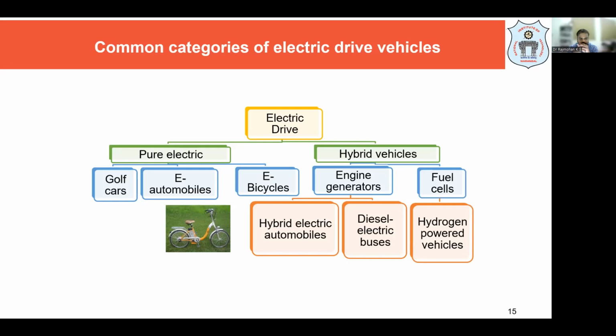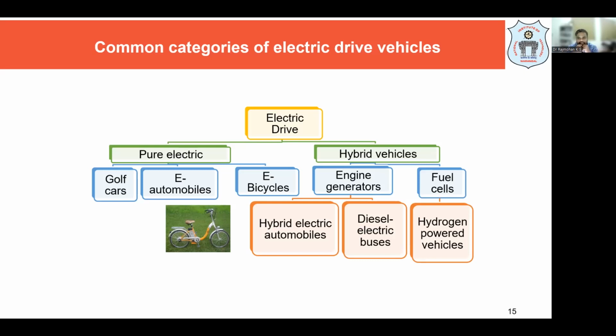Examples of pure electric driven vehicles are golf cars, e-automobiles, and e-bicycles. There is no alternative way of running them. As long as charge is there, if it is battery driven, that vehicle will keep moving. Or if it is a fuel cell based vehicle, as long as hydrogen and oxygen are being supplied, it will keep running. Once hydrogen is empty, it will stop working, right? So they are pure electric vehicles, one of the common categories of electric driven vehicles.